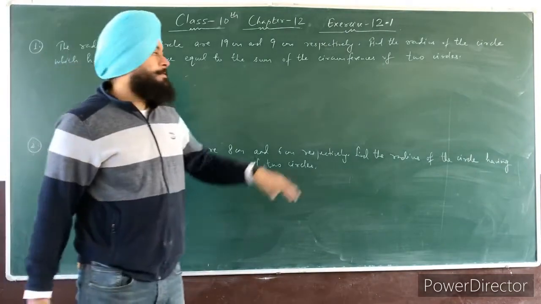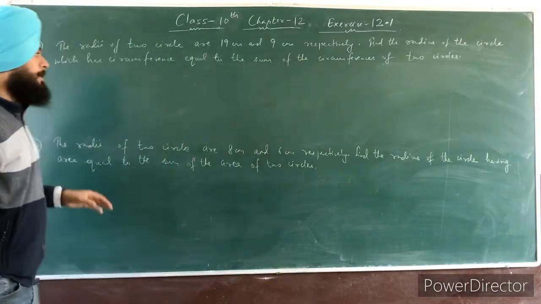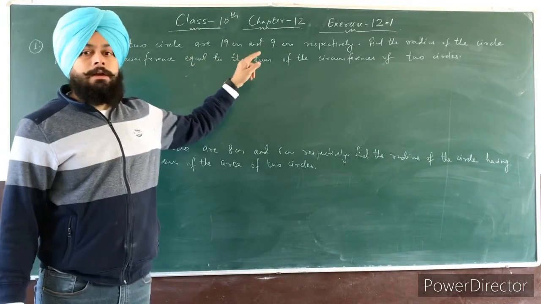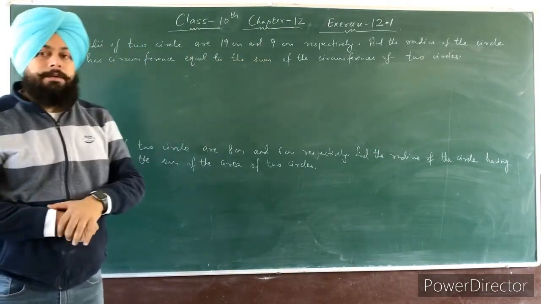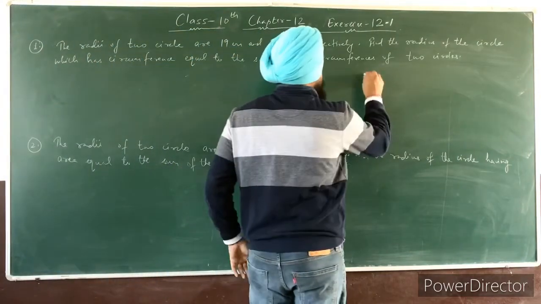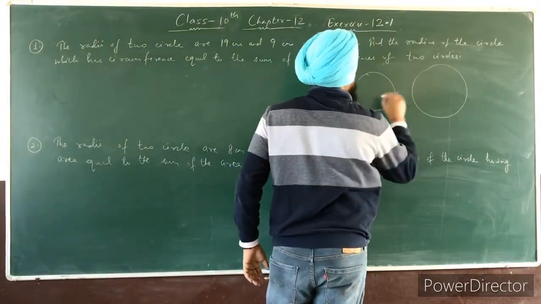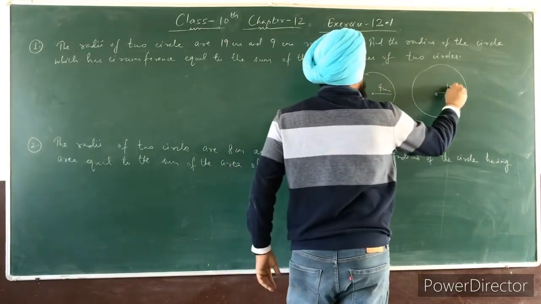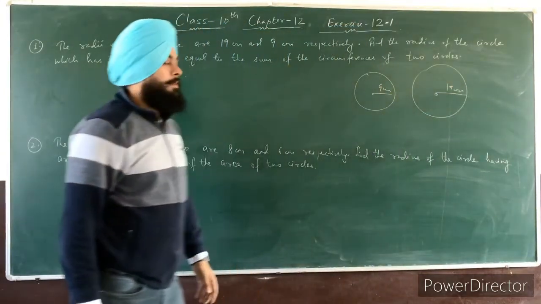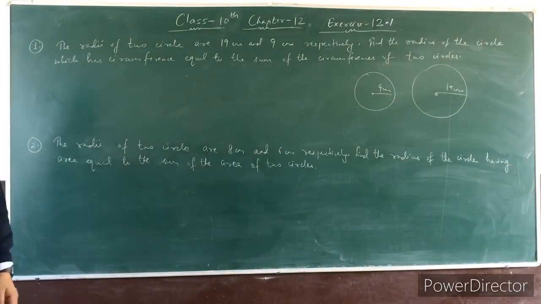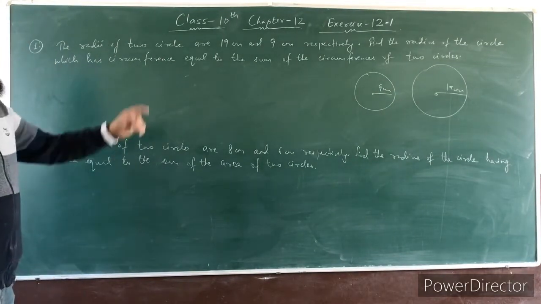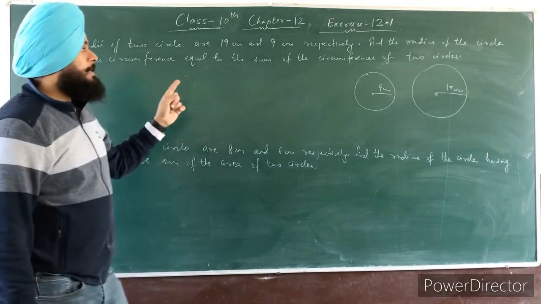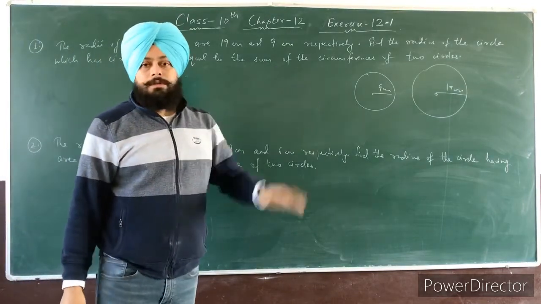Next we start exercise 12.1. The first question is: the radii of two circles are 19 cm and 9 cm respectively. So there are two circles whose radius is given, that is 9 cm and 19 cm. Find the radius of the circle which has circumference equal to the sum of the circumferences of two circles.